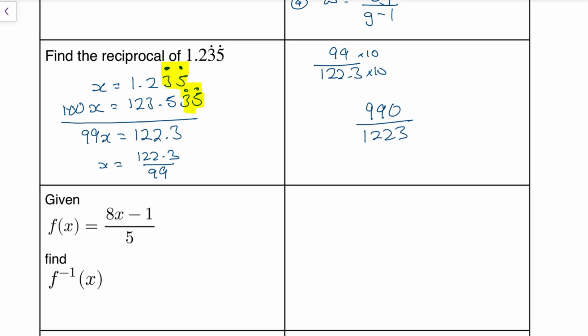Now, if there's a calculator exam, what I then do, I'm pretty sure it doesn't, but I would type this into my calculator, divide by 1223, see if it simplifies. It doesn't, so that's my final answer. Next question.